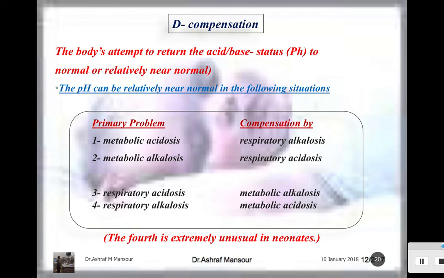Compensation, and this is the main subject which we will speak about in the next few slides, where the compensation means that the body will attempt to return the acid-base balance and the pH to near normal. So if the primary problem is metabolic, compensation will be in the other direction, but by respiratory. So metabolic acidosis will be compensated by respiratory alkalosis, and the metabolic alkalosis will be compensated by respiratory acidosis, and the reverse. If it is respiratory acidosis, the body will try to compensate by metabolic alkalosis. Respiratory alkalosis to be compensated by metabolic acidosis is extremely rare.